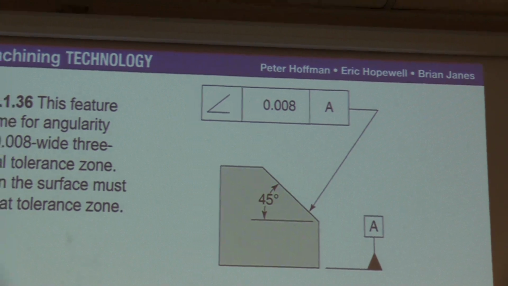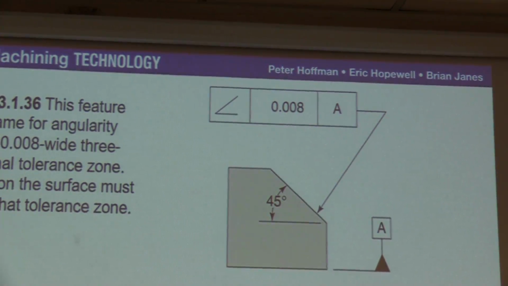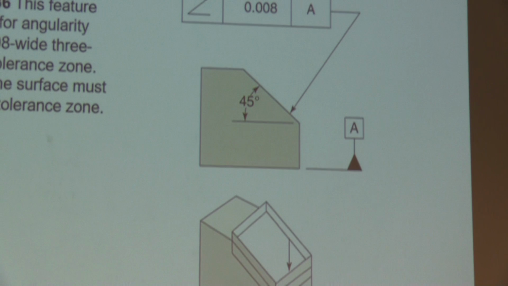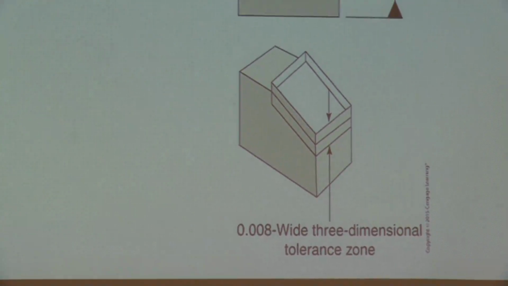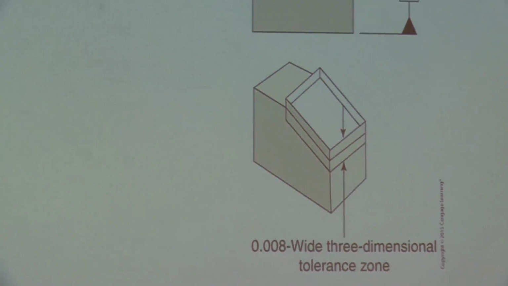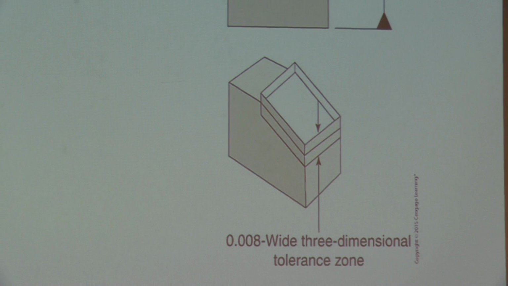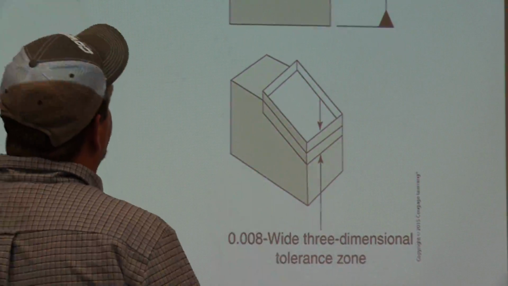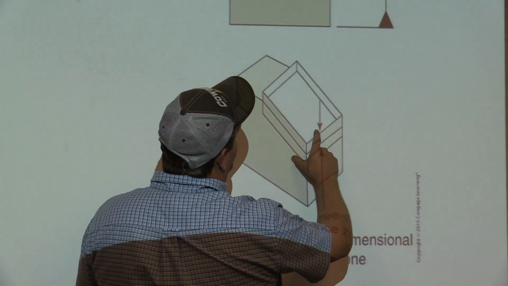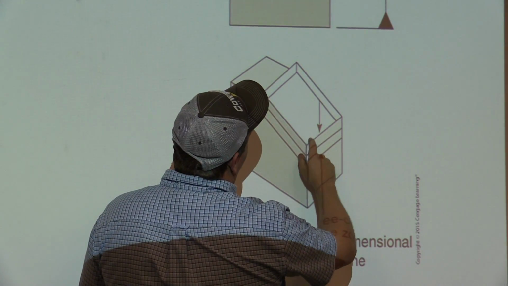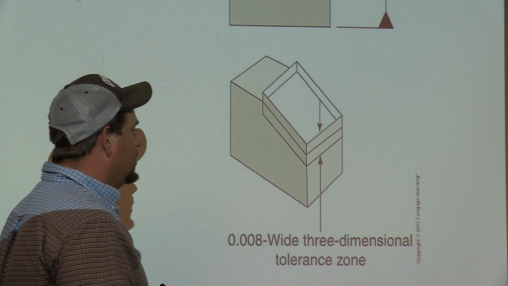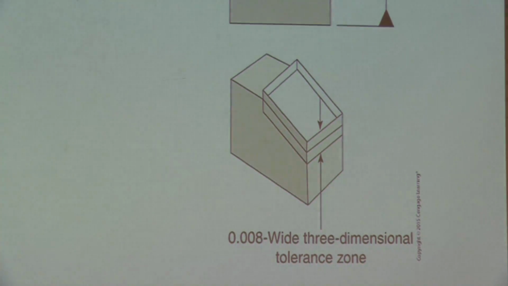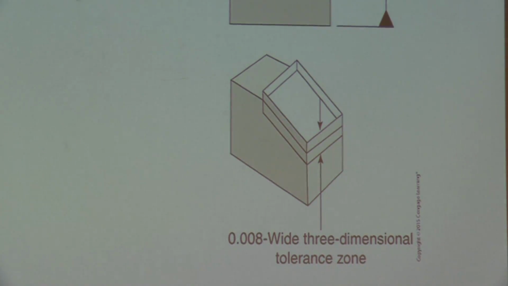Giving you 8 thousandths. Come down here and it shows you an 8 thousandths wide 3-dimensional tolerance zone. So that part can be 8 thousandths. It still has to be 45 degrees, but it can be 8 thousandths total. So 4 thousandths bottom and top is what it's showing within that same tolerance zone. However, it has to adhere to the 45-degree angle.